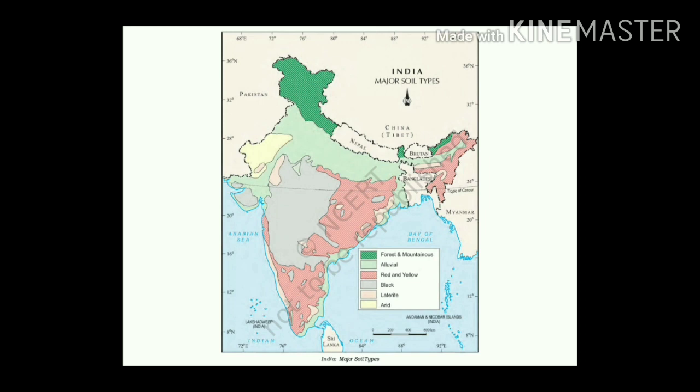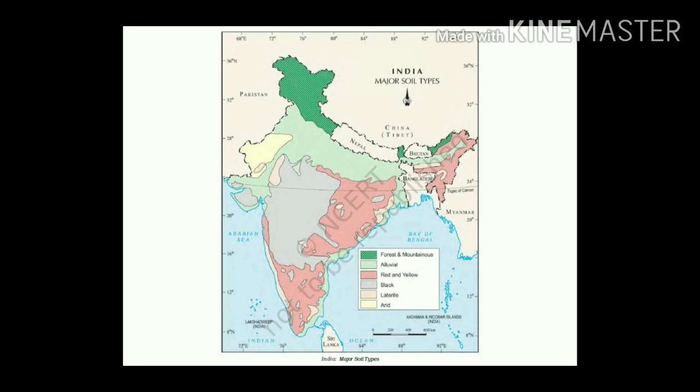You can find that there exists a red color soil. Then we have laterite and arid soil also. You can find that in the desert region there is an arid soil which is shown with the yellow color. Now the question is how and what kind of question you are likely to expect in the exam.